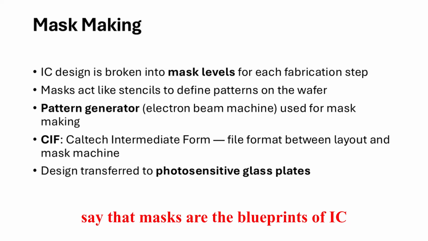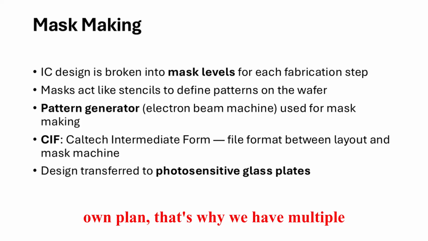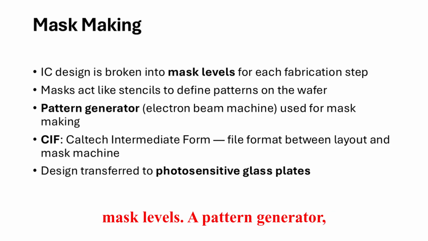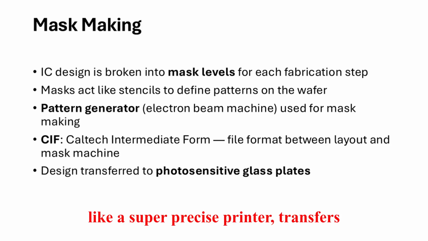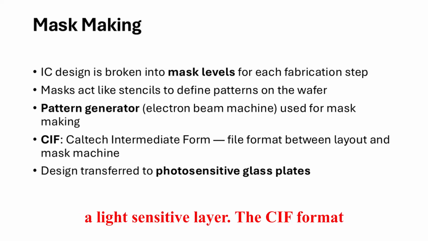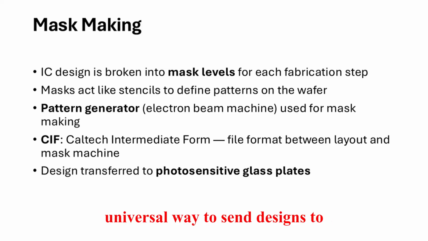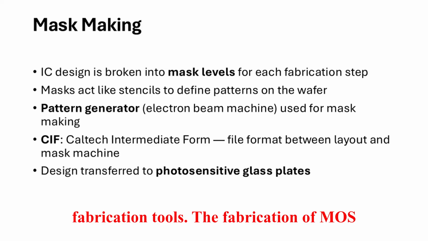Analogously, one can say that masks are the blueprints of our city. Each floor of the building has its own plan, that's why we have multiple mask levels. A pattern generator, like a super-precise printer, transfers these plans onto glass plates coated with a light-sensitive layer. The CI format is like the PDF of the chip world, a universal way to send designs to fabrication tools.